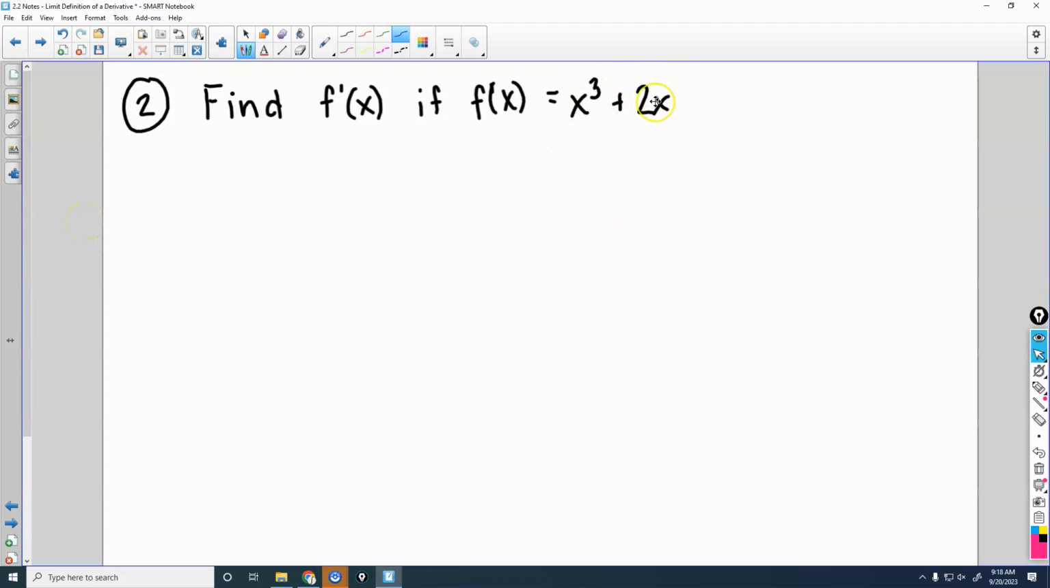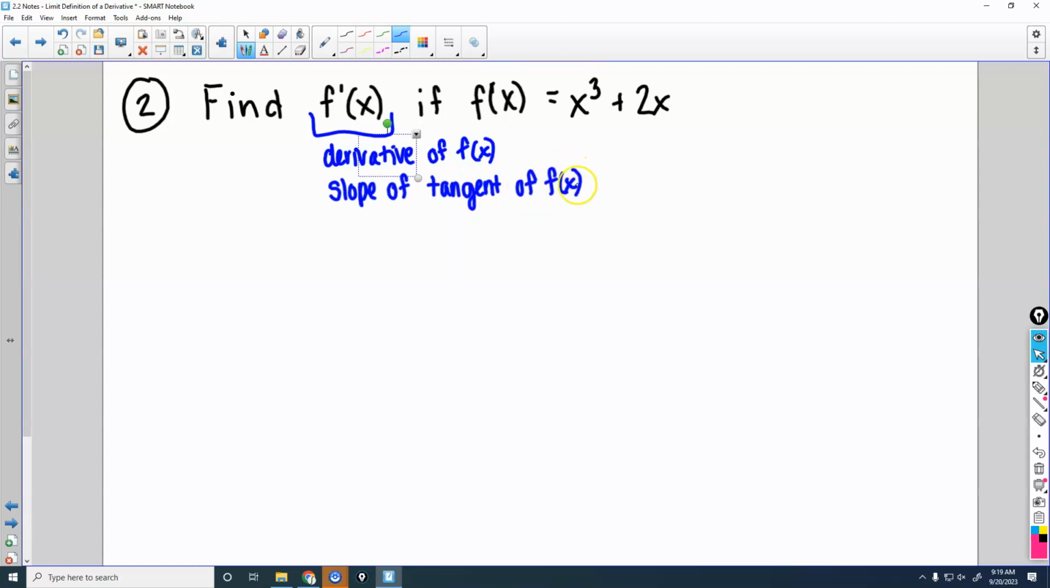X to the third plus 2x. That should be f prime. Oh, no, that's just the f of x. We're finding f prime of x if f of x equals x to the third plus 2x. That f prime of x just means the derivative of f of x, right? So the slope of the tangent line of f of x is what we're looking for.